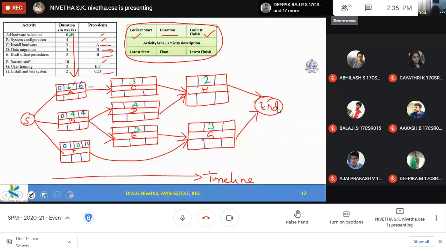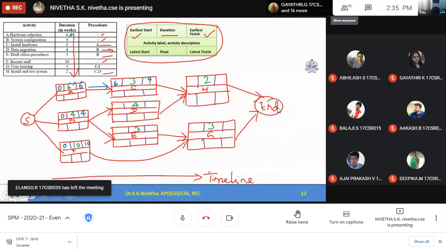Then only I am starting C. So C earliest start is 6. Earliest start for C is 6. So when is it getting completed? It requires 3 weeks to complete. So 6 plus 3, 9th week, it will be completed.